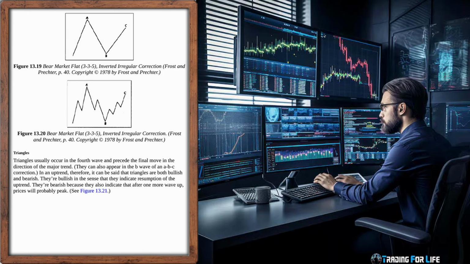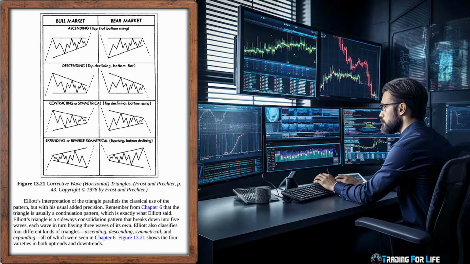Triangles. Triangles usually occur in the fourth wave and precede the final move in the direction of the major trend. They can also appear in the B wave of an ABC correction. In an uptrend, therefore, it can be said that triangles are both bullish and bearish. They're bullish in the sense that they indicate resumption of the uptrend. They're bearish because they also indicate that after one more wave up, prices will probably peak. See figure 13.21.